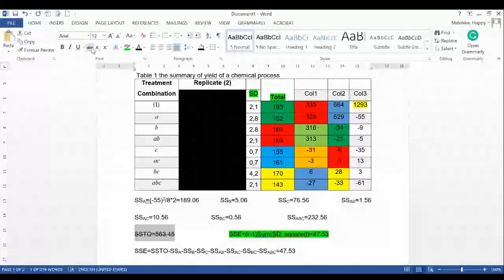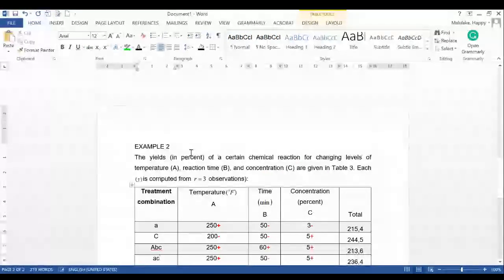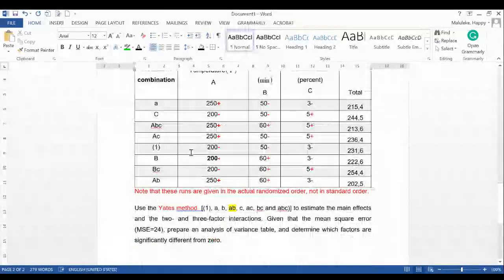You cannot find SSTO if you are given only SD and total. Because for you to find SSTO, you need the exact values. You need the exact values for you to find SSTO. But in this case, you are not given. And it's not always the case that, like for my question here, for this one, for example, what are you given?